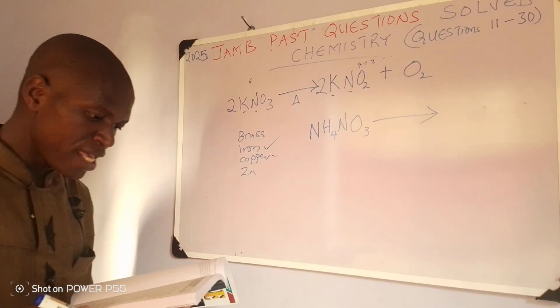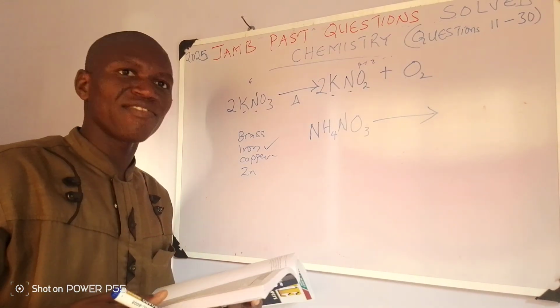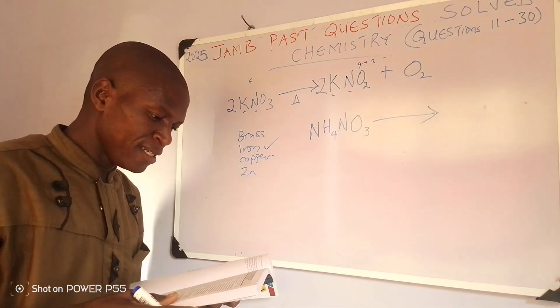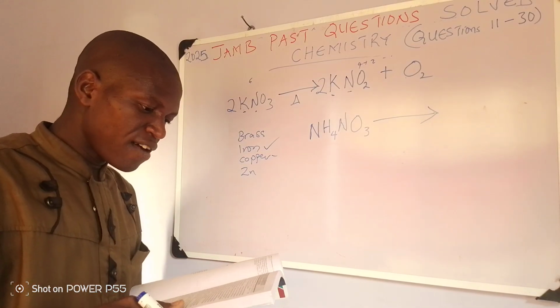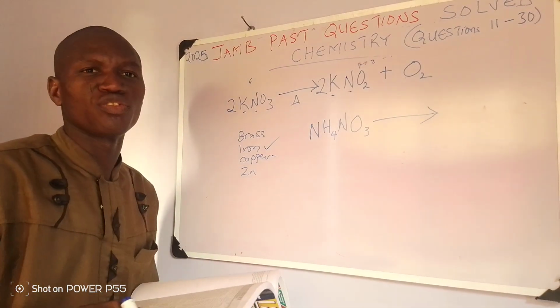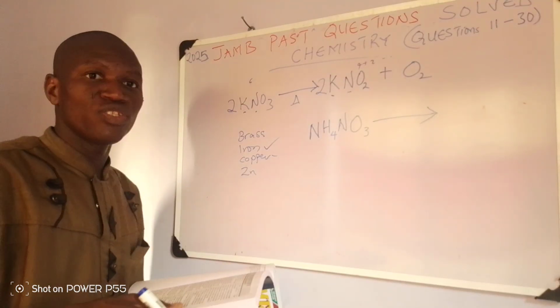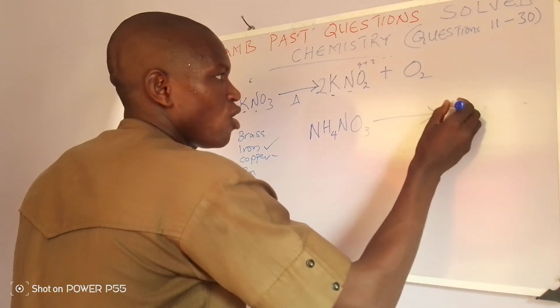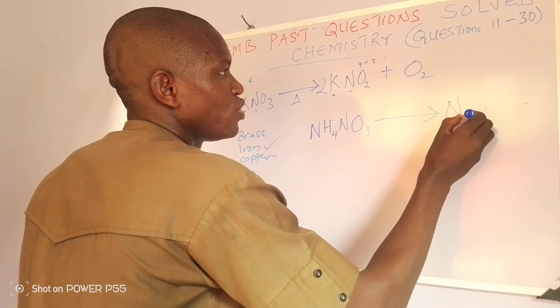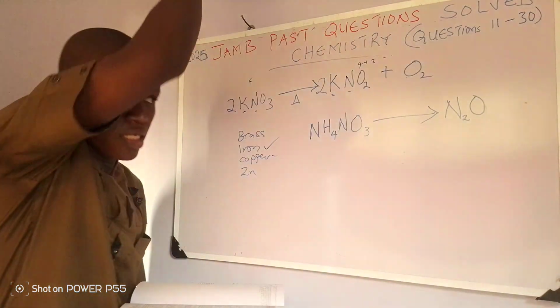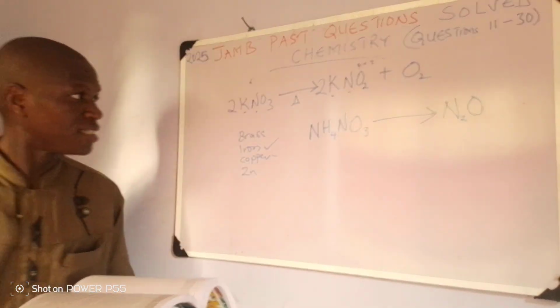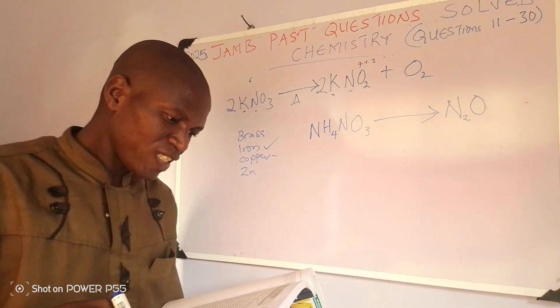So option A, we have nitrogen gas, we have nitrogen 1 oxide, and we have ammonia and oxygen. So what is the correct answer? The correct answer is B, which is nitrogen 1 oxide or dinitrogen oxide. Nitrogen 1 oxide. Okay, let's move to the next question.